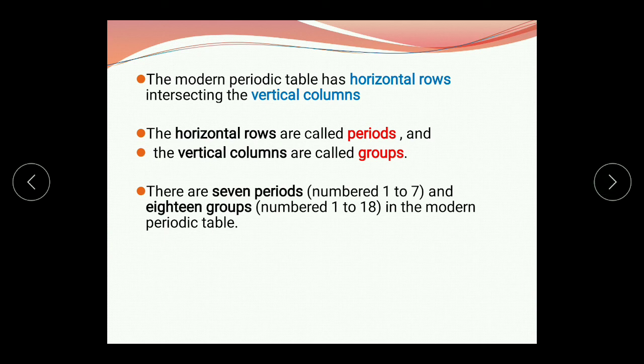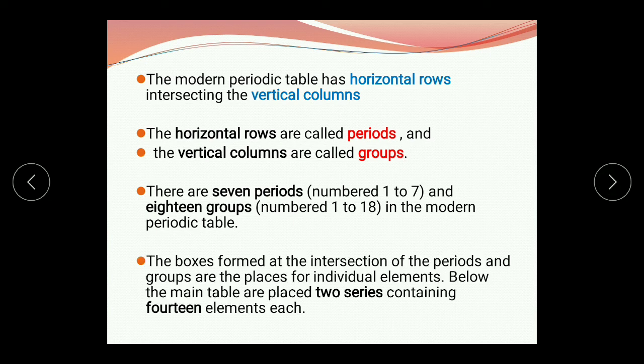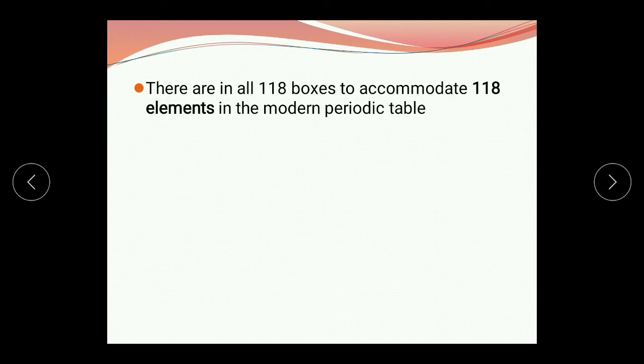There are in all 7 periods, numbered 1 to 7, one below another. And there are 18 columns side by side to each other, numbered from 1 to 18 in this modern periodic table. The boxes formed at the intersection of the periods and groups are places for the individual elements. Below the main table, there are 2 separate series containing 14 elements each, and that is a separate block. This periodic table has in all 118 elements accommodated in it.